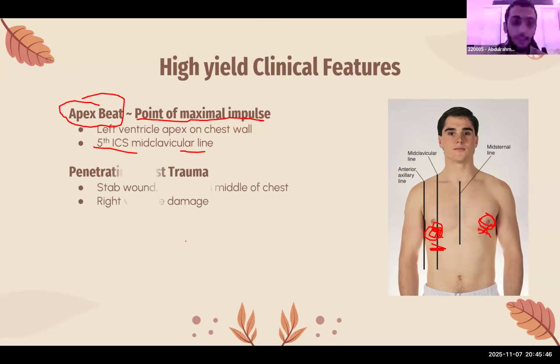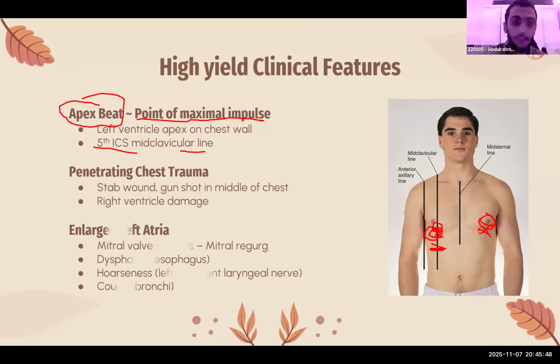Now, the two other important things are penetrating chest trauma and enlarged left atria. So remember how I said there are two important surfaces I need you to remember: the anterior surface, which was made of the right ventricle, and the posterior surface, which was made of the complete opposite, the left atrium. Now, since the most anterior part is made of the right ventricle, any patient that gets a stab wound to the chest or a gunshot to the chest, what part of the heart is going to get damaged? The right ventricle, okay? And this is why it's important.